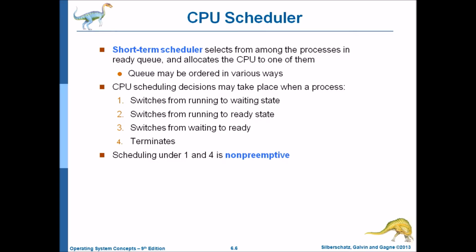So let's investigate the conditions. For cases 1 and 4, there is no choice but to select a new process, when it is blocked or terminated. So the process is put into waiting state, or the process is terminated or finished. For cases 2 and 3, the scheduler either continues running the current process or selects a different one. So we say that all other scheduling is preemptive.